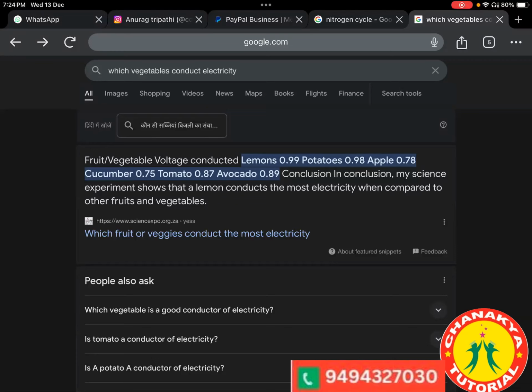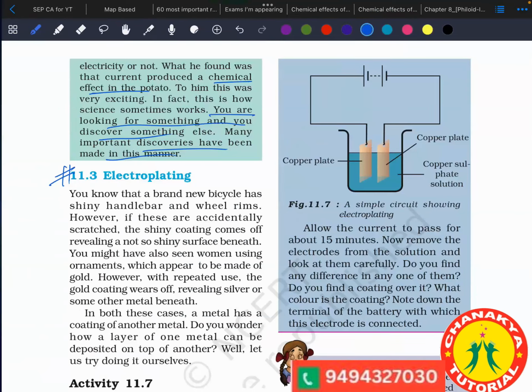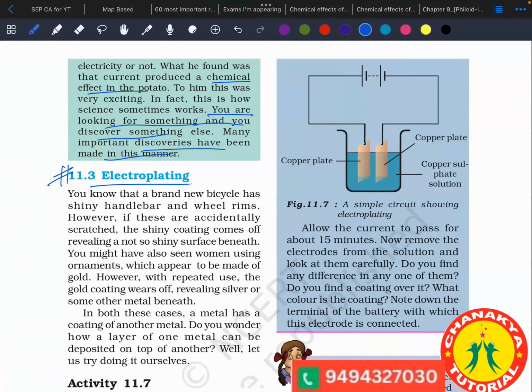Okay, it is the liquid solutions which we can directly tell. Let's say if a liquid solution is acidic, we can directly tell that it will conduct. There is no doubt about it. But for vegetables, these are solid materials. We need to do experiments, and then only we can confirm whether it will conduct or not. Fine. So next we are moving to electroplating.